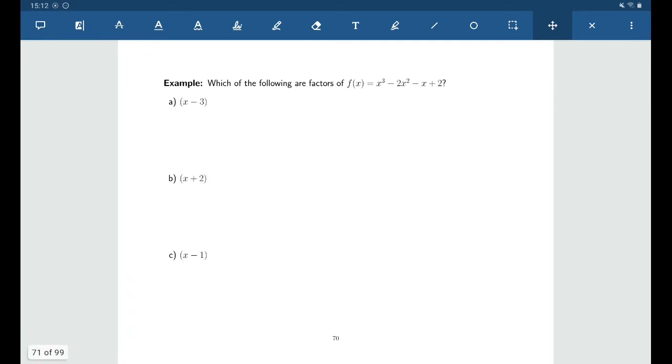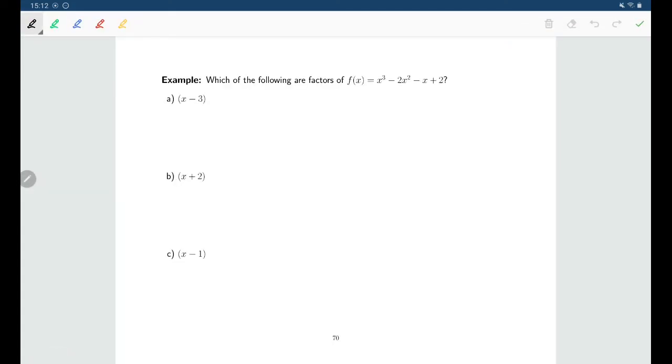So if you're interested in this question, f of x, which of these happen to be factors, instead of doing division 3 times in a row, we would just need to evaluate. What's f of 3? Is it 0 or not? What's f of negative 2? Is it 0 or not? What's f of 1? Is it 0 or not?